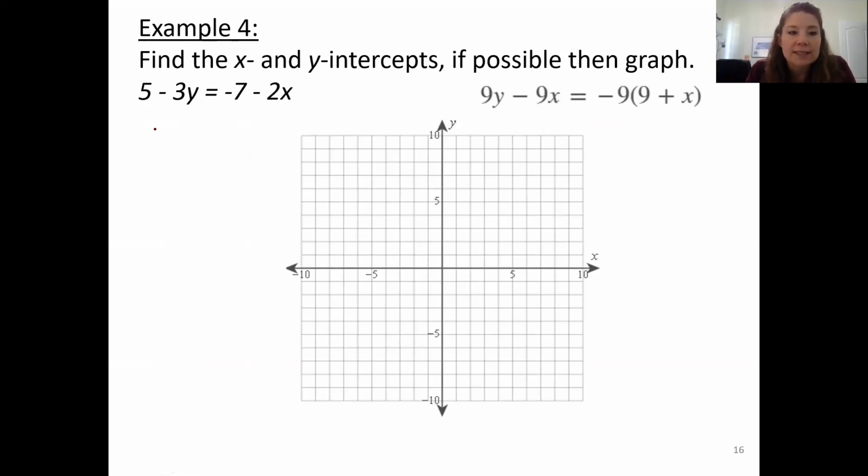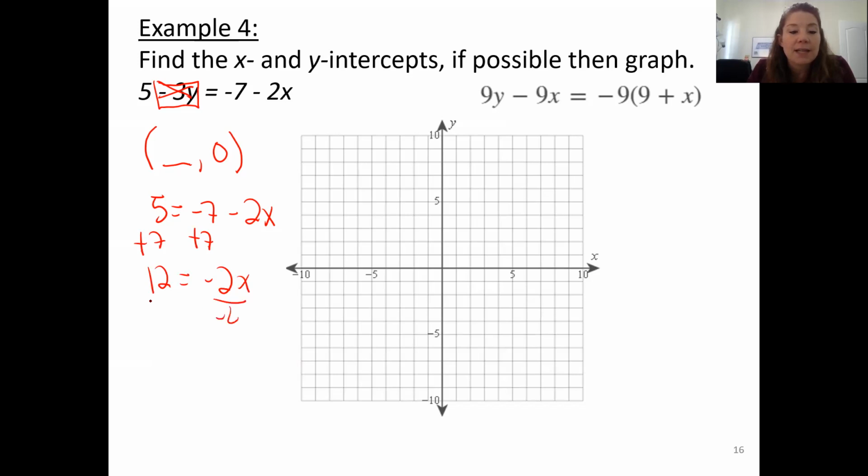So if we're going to find the x-intercept, we're going to make y 0. So this goes away right here because negative 3 times 0 is 0. So I have 5 equals 7 minus 2x. I want to solve for x. I'm going to add 7 to both sides. So 12 is equal to negative 2x. Divided by negative 2, so x is negative 6.